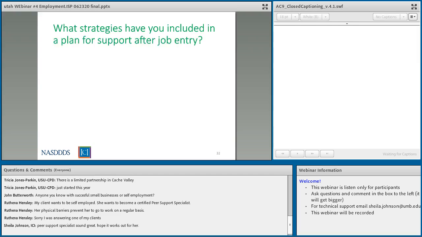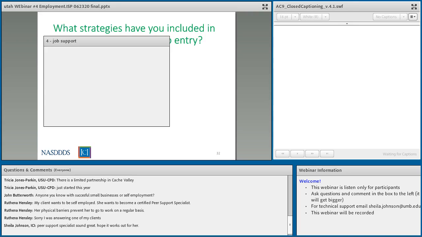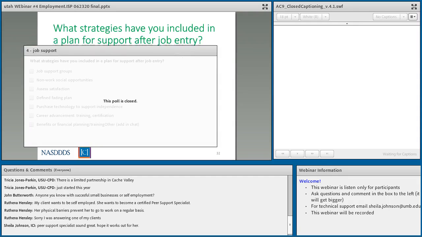How about after job entry, job support? Once a person's started, what kinds of things are you focusing on? In particular in this poll, I'm emphasizing things like job support groups, non-work social opportunities that help a person maintain relationships after work. One of the things that's pretty common for people who end up leaving a job on their own because they're not happy with it is that they're in a job but have lost contact with really important long-term relationships from their time back in more of a program setting.